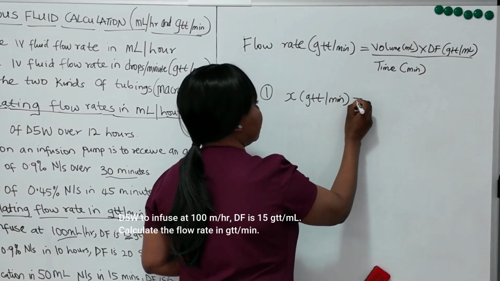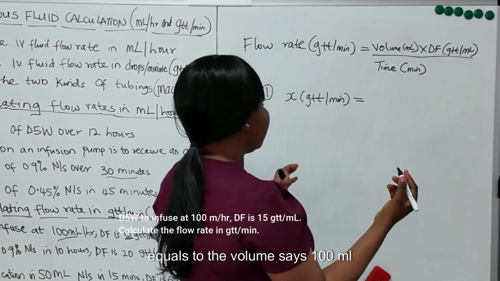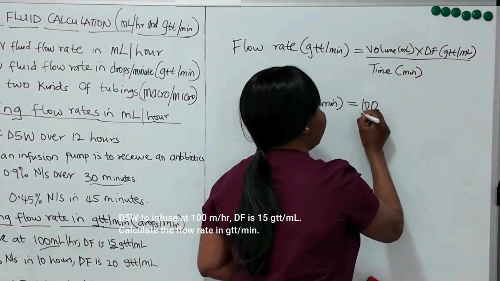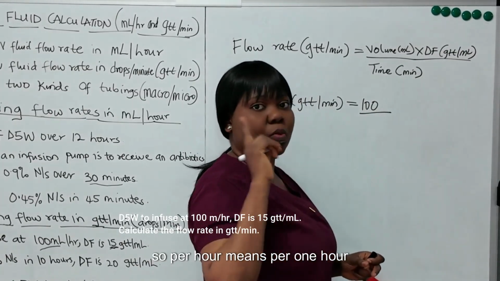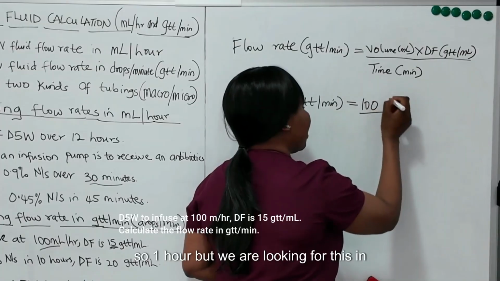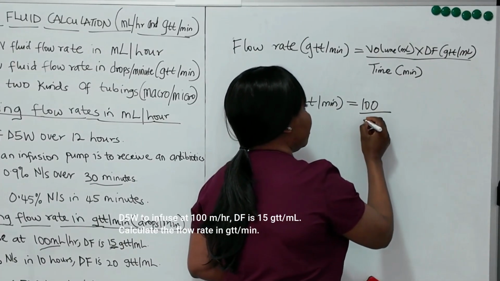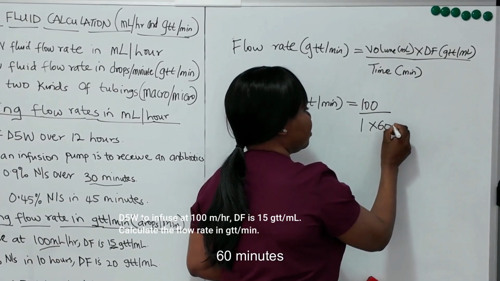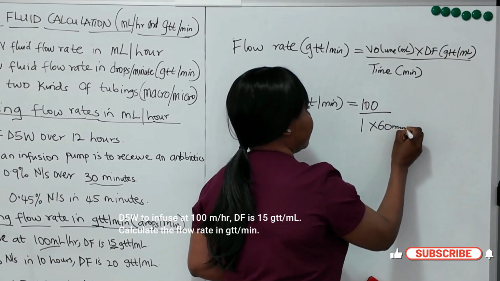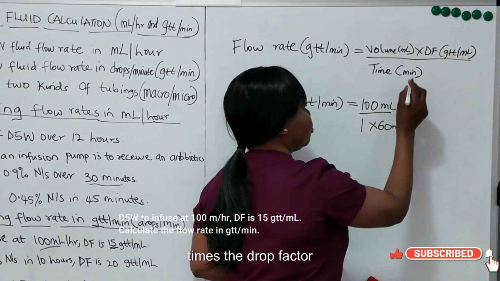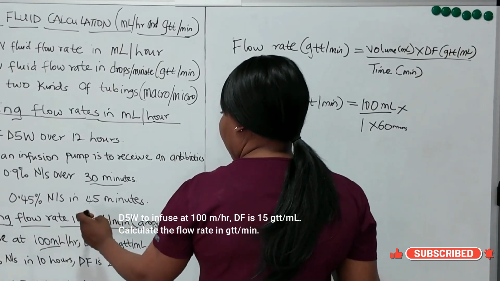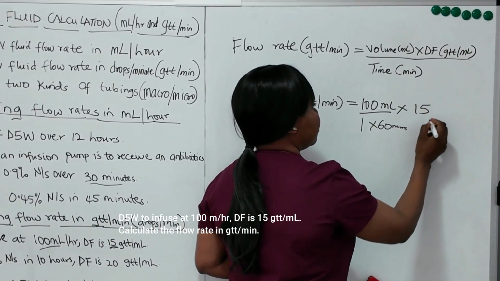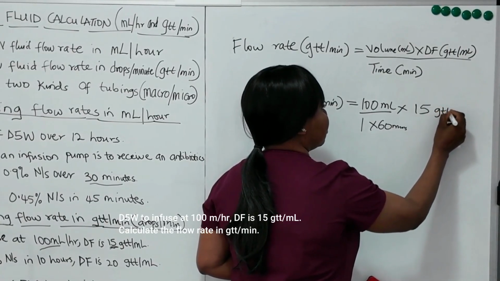So if we put into the formula for question 1, our x in GTT per minute, which is drops per minute, equals the volume, which says 100 ml. So we say 100 ml per hour. So per hour means per 1 hour, but we're looking for this in minutes. So we just say 1 times 60 minutes. 100 ml times the drop factor. According to the question, our drop factor is 15 GTT per ml.